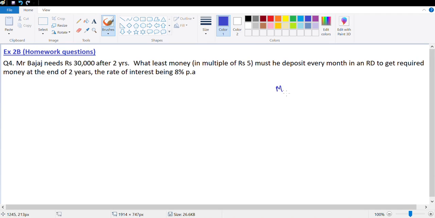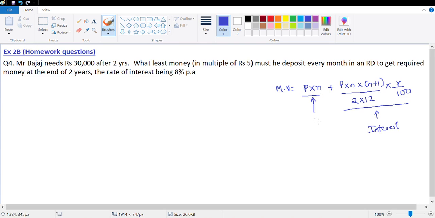So the maturity value of a recurring deposit account is equal to the monthly principal P multiplied with n, the time in months, plus P into n multiplied with n plus 1 divided by 2 into 12, multiplied with r, the rate of interest upon 100. The second part of this term is the interest, and the first part is the money that you deposit on your own, the total principal deposited. The sum of the money deposited by you and the interest gives us the maturity value.